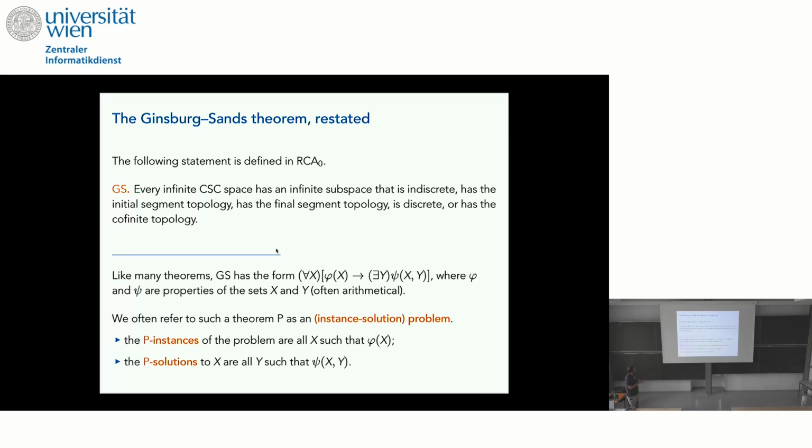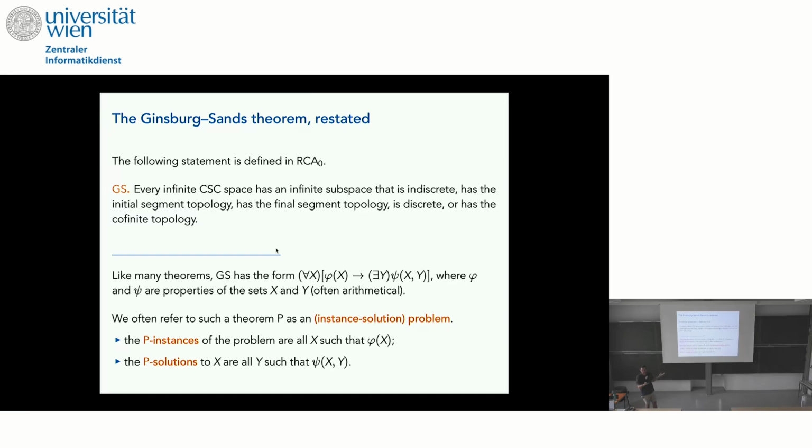So we think of these X's, the X's satisfying phi, as the instances of the problem. And then given an instance X, we think of the Y's that satisfy this psi as the solutions to that instance, right? So an instance of the Ginsburg-Sands theorem is an infinite CSC space. A solution to that particular infinite CSC space is a subspace Y, a subset of the domain, which as you know is a subspace in the sense of the definition of subspace, that has one of these 5 properties. Any questions on anything?